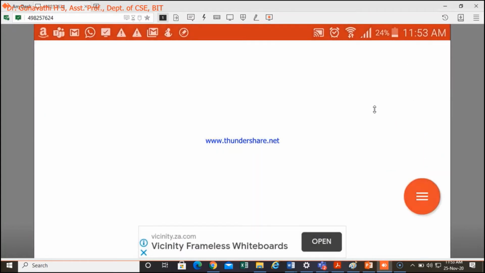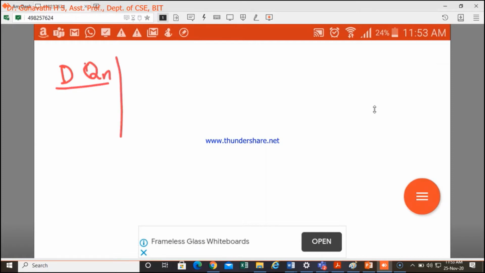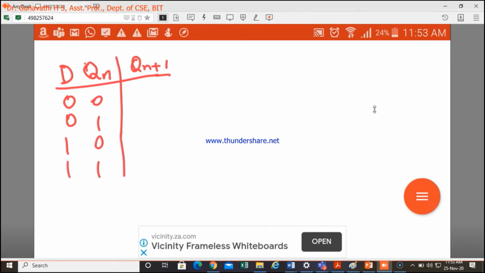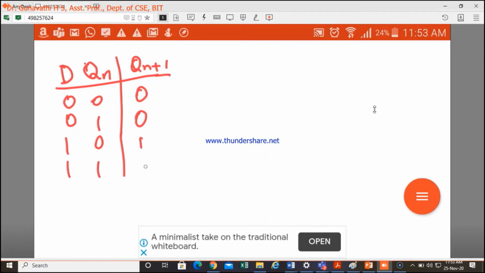You know the input for the D flip-flop is only one D input, and since I am writing here the previous state of the output, so D and Qn, I will be writing Qn plus 1. So 0 0 0 1 1 0 1 1. So in this case, what is the present output? When D is 0, it is 0. We never bother about what is the previous condition at all in the D flip-flop. Output follows the input. D is 0, it is 0; D is 1, it is 1. So this is the truth table now.